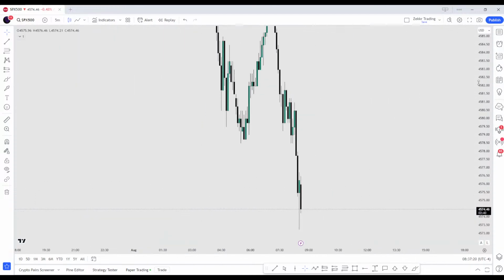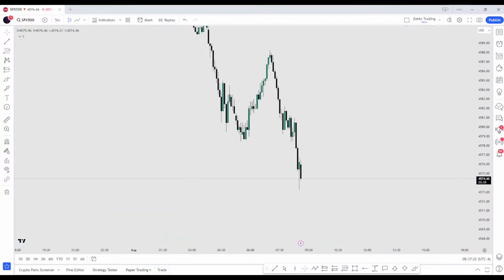Today Tuesday, we got Red Folder News at 10 a.m., which I'm not really focusing too much on, but it's gonna work. So I'm probably gonna trade anyways. Yeah, let's see if everything was working.